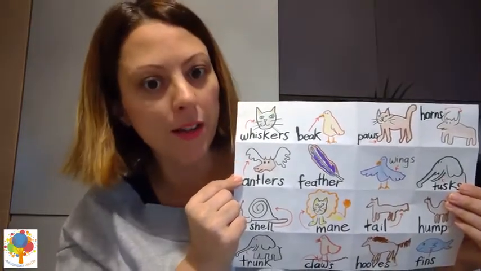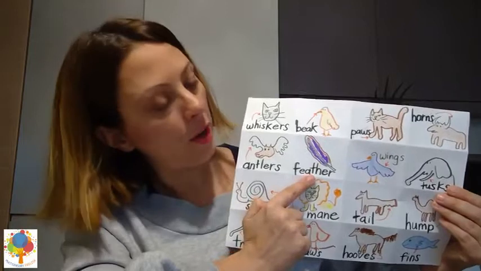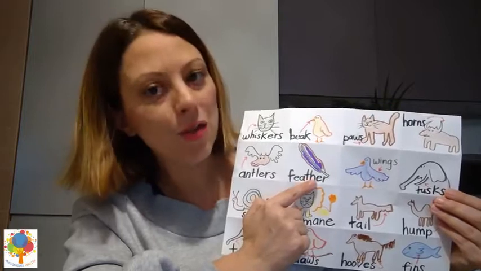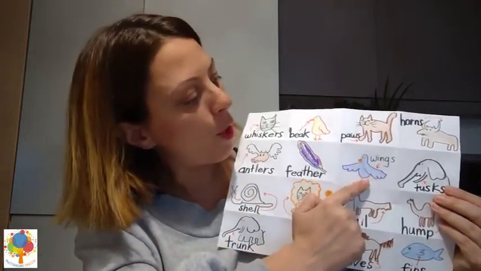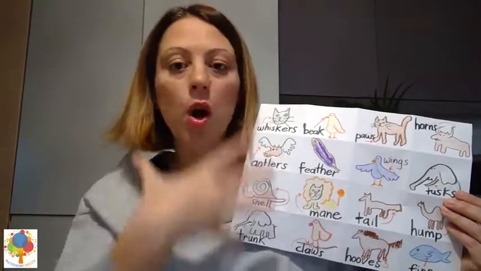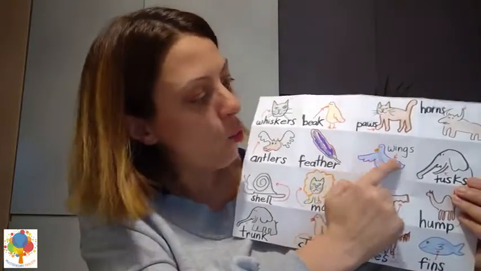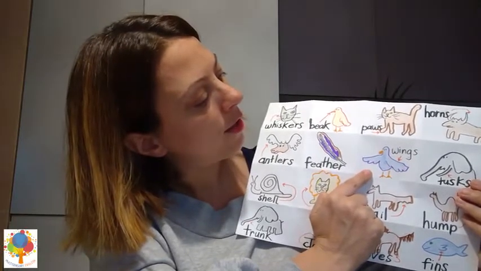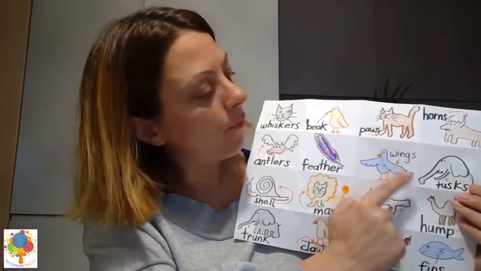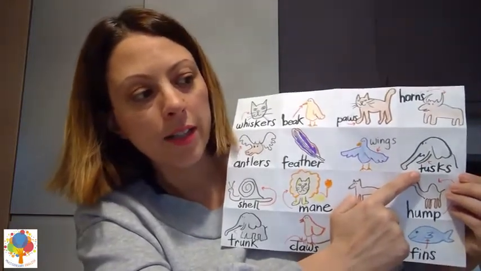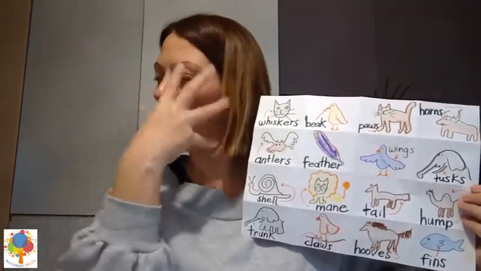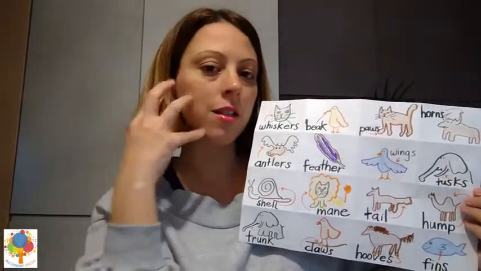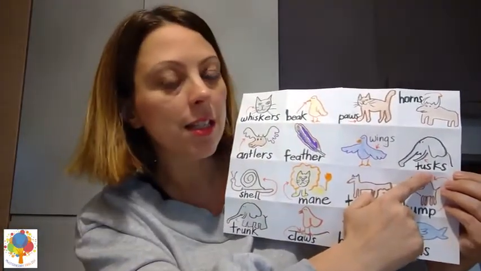They're very big. This is a feather, and which animal has got feathers on its body? That's right, birds. So birds have got feathers on their body, especially on their wings. And birds have got wings so they can fly. Next we've got an elephant. And elephants have big white horns that come out from their mouth, from their face. They're called tusks.